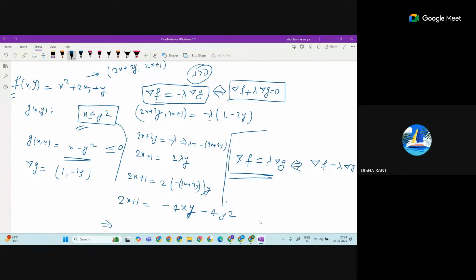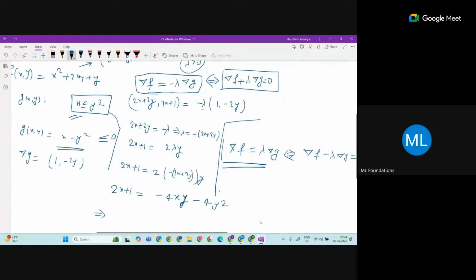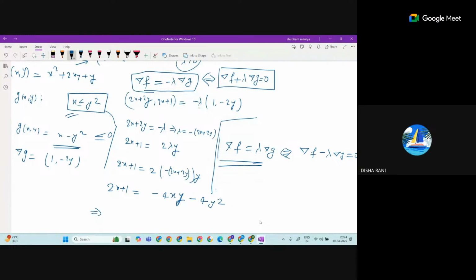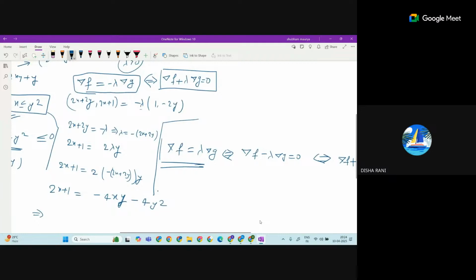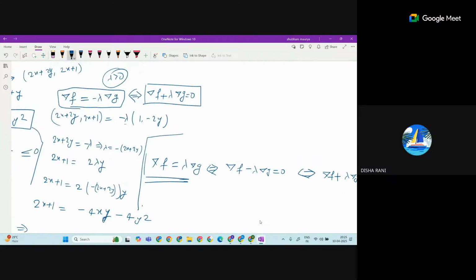So KKT is nothing but the Lagrange. So how are you solving it? There are 4 conditions, right? First is stationary. Second is complementary slackness. This is the first one, right? Yes, sir. This is the first, stationary. The second is complementary slackness.